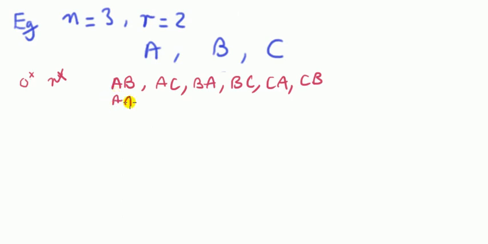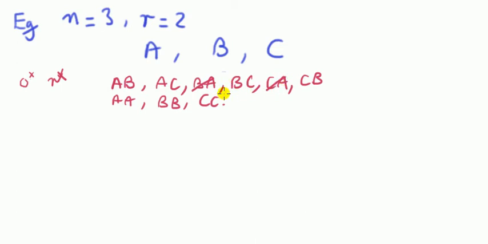Actually, no. Let's do the whole thing. Let's write all the possible ways I can select 2 from 3. So 1, 2, 3, 4, 5, 6, 7, 8, 9 things here. Order is not important, which means AB is the same as BA. I've got AB here and BA there, so we can cross one of them out because they're the same thing. Likewise, AC is the same as CA.